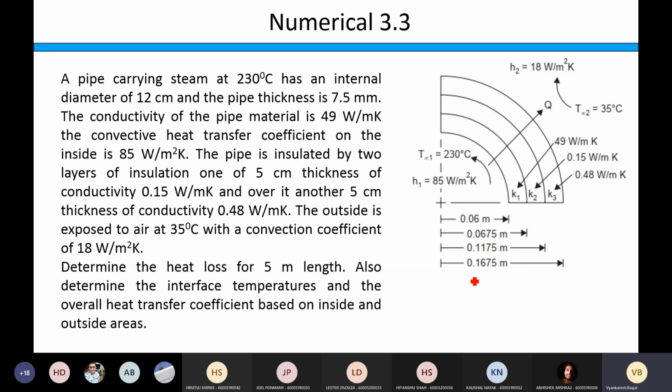Now the outside is exposed to air at 35 degrees C, correct? And with a convection coefficient of 18 watt per meter square K. Determine the heat loss for 5 meter length of the cylinder. So length is given, capital L, 5 meter. Also determine the interface temperatures and the overall heat transfer coefficient based on inside and outside areas. So I hope if you have understood the last analysis, composite cylinder analysis, you should be in a position to solve this.